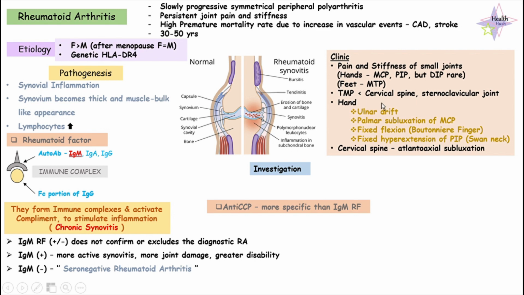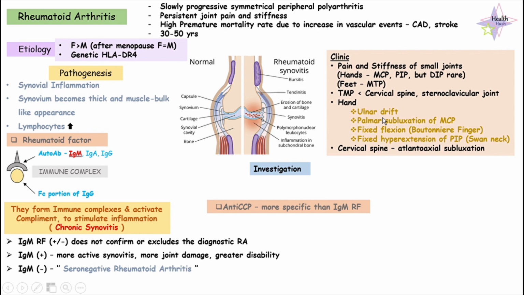Temporomandibular joint as well as the atlantoaxial joint, which is present in the cervical spine, and sternoclavicular joint are also affected by rheumatoid arthritis. But these joints are affected very rarely, or we could say it's not rare but less common. So cervical spine and sternoclavicular joints are more likely to be affected than the temporomandibular joint. And also there are some specific features we can find in the hands of these patients with rheumatoid arthritis.